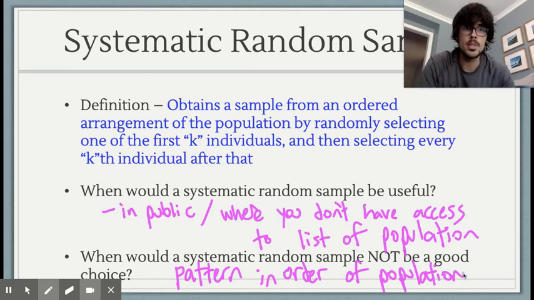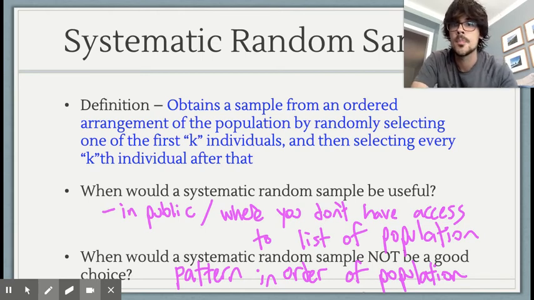But if your population is pretty evenly distributed in the way you have it listed out, then a systematic random sample is a good option for how you can collect a sample in a good way that doesn't fall into some of the traps of not knowing what your population actually looks like.